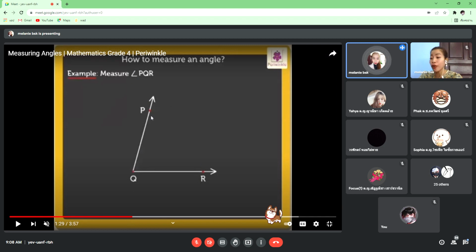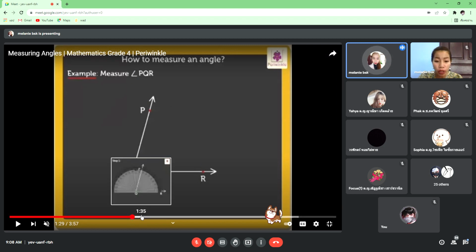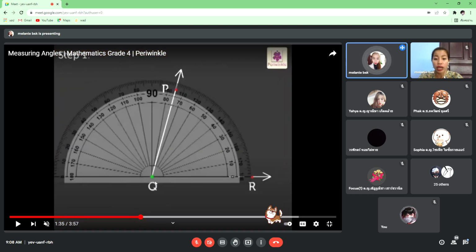Okay, so if you're going to measure this angle, you can use the protractor. How are you going to measure this one? From the vertex, we have here angle PQR or angle RQP. We're going to put the vertex in here, and then we have this line. You have to align it with the ray QR. Okay, so what is the measurement of this angle, as you can see on your screen, children? This is 90 degrees.